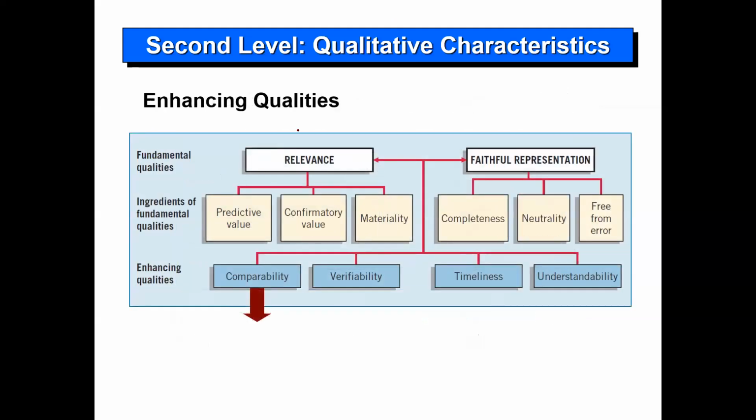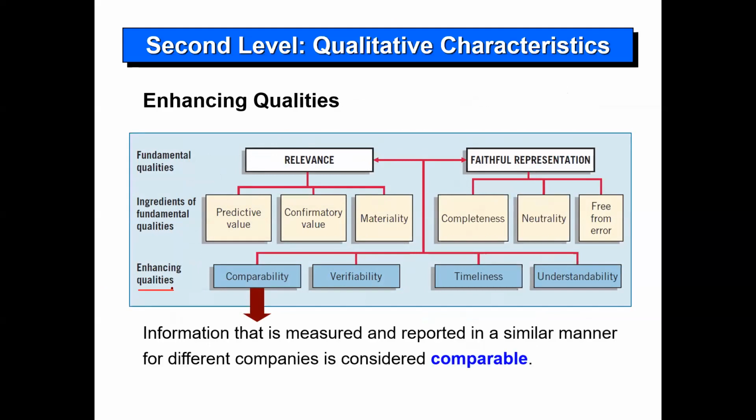So the two fundamental qualities, relevance and faithful representation, are the ingredients. Whenever you apply both relevance and faithful representation, I will go to the second level of quality, which is the enhancing qualities. How do we enhance quality? First of all, comparability. Information that is measured and reported in a similar manner for different companies is considered comparable. Whenever I face the same transaction every year, I will deal with it in the same way. This is comparability.